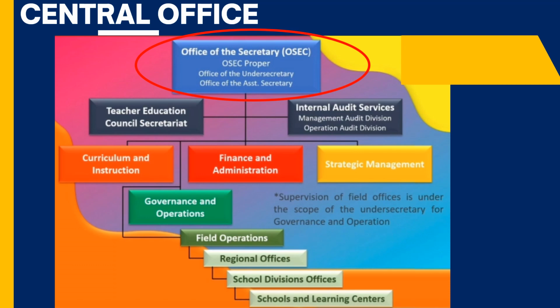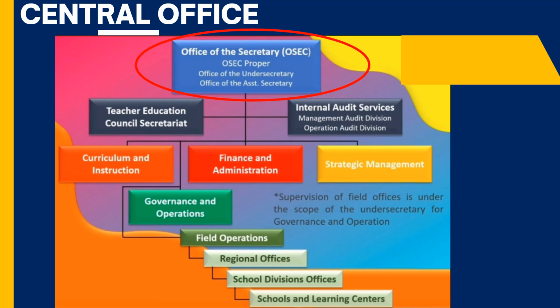So let's start with the central office. The Office of the Secretary or OSEC provides overall leadership and direction at the national level. Attached and support agencies to DepEd are included under the OSEC. Here the Secretary exercises supervision and control over the entire department and performs the following functions, such as to advise the President on matters related to education, and to establish the policies and standards for the operation of the department pursuant to the approved programs of the government.